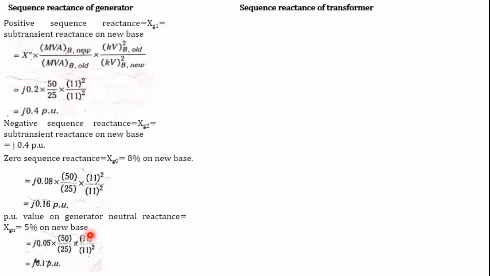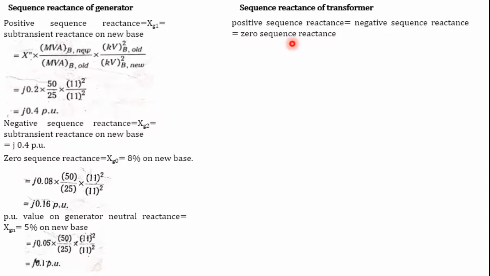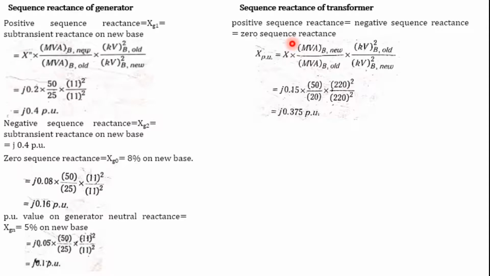Coming to the transformer, the positive sequence is the same as the negative, which is equal to the zero sequence, because for static devices they are the same. Using the formula, we take 0.15, MVA is 50 over 50, and the voltage can be either the low voltage or the high voltage. Consider the transmission line voltage, 220 by 220. So you get 0.375 per unit.